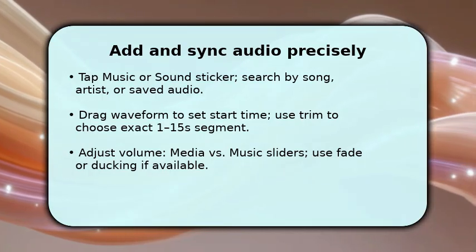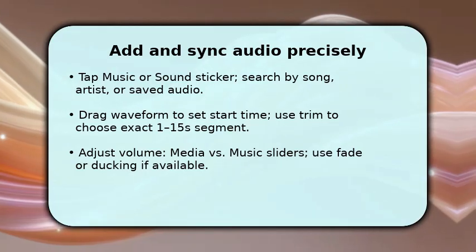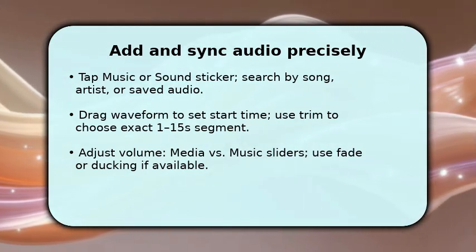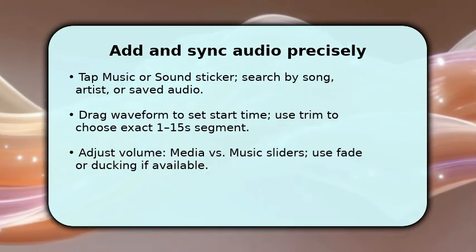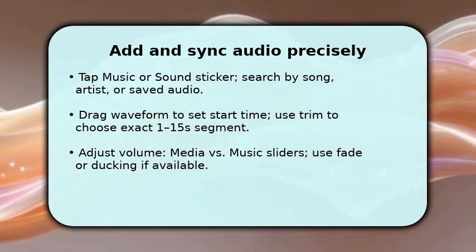First, tap the music or sound sticker and search for the track or saved clip you want. Once selected, drag the waveform to place the exact start point because timing defines impact. Next, trim to the desired 115-second segment and preview it alongside your video or image.